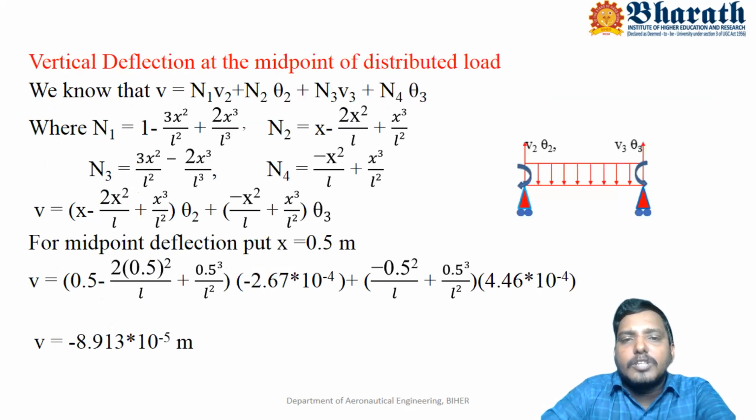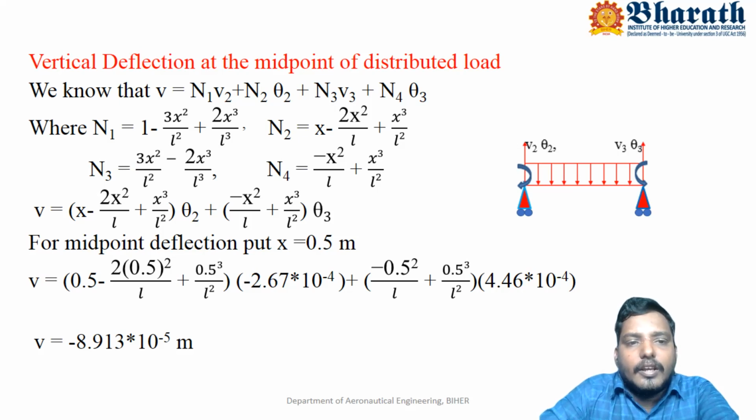Then the second part of the question is to find the vertical deflection at the midpoint of the distributed load. I already told that a shape function is a mathematical expression. It will tell us how the field variable varies inside the element. So we know the displacement equation: V is equal to N1 V1 plus N2 theta 2 plus N3 V3 plus N4 theta 3. We know the values of N1, N2, N3, N4, then we have to substitute into the above equations. And we already found out, sorry, here we just look at this, this is element number 2.